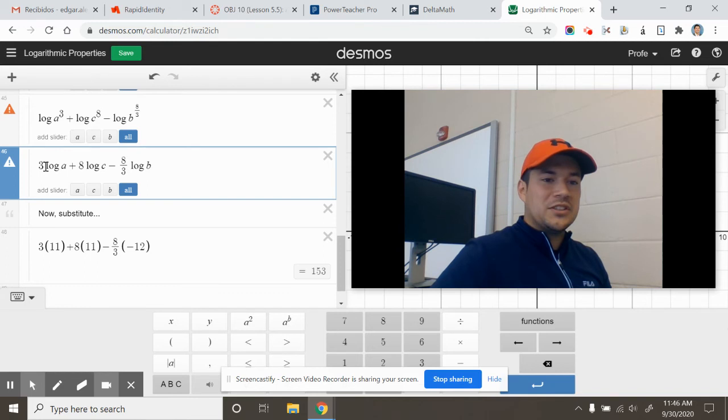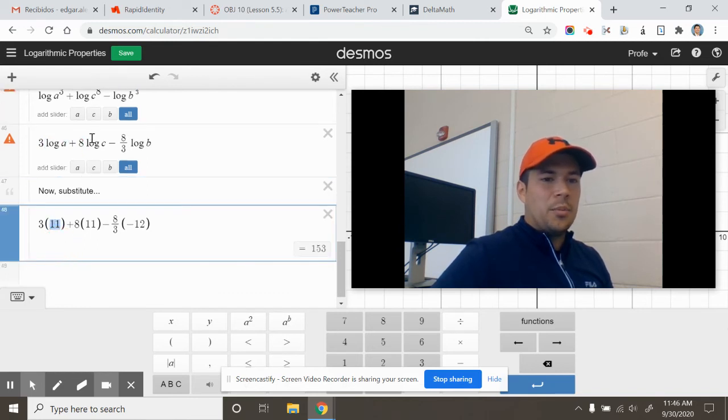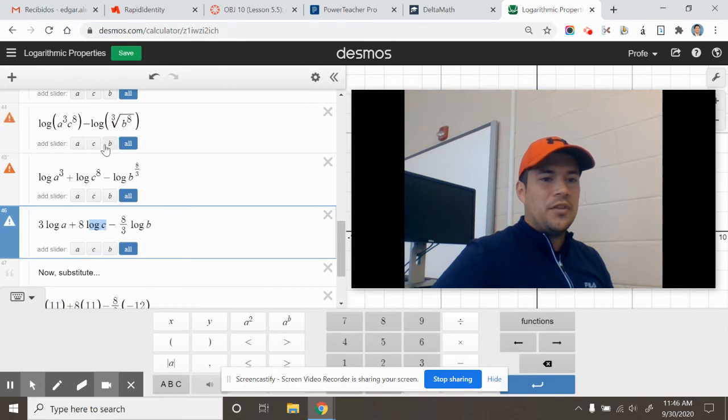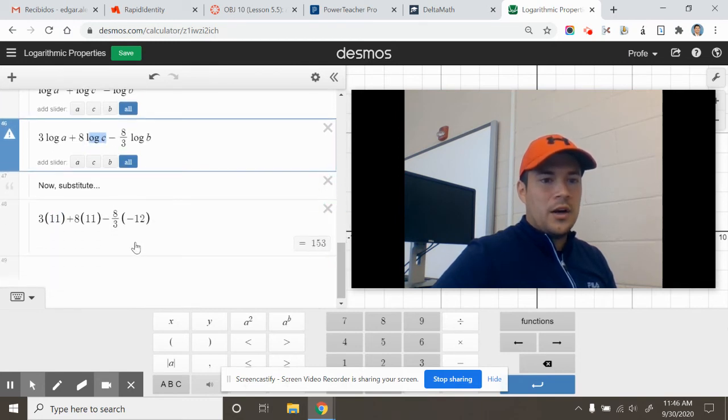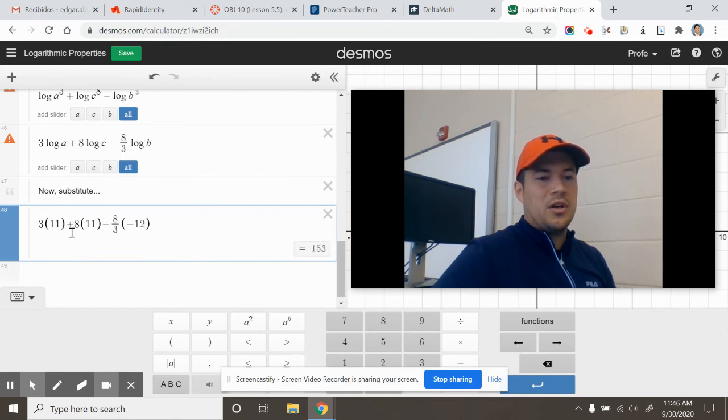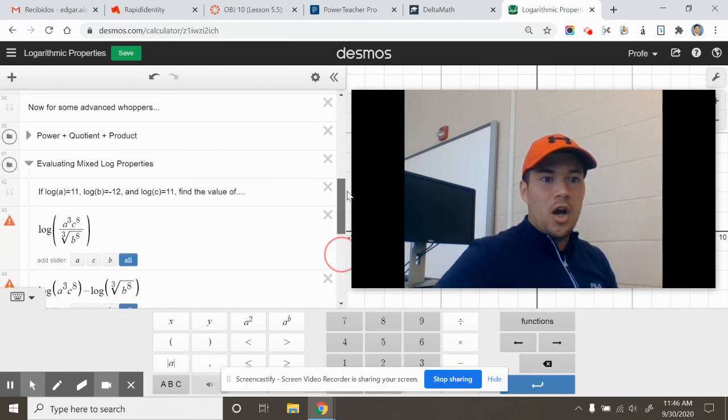So I can replace the log of A with the value 11. I can replace the log of C with 11 as well. All right. And I can replace the log of B with -12. So 3 times 11 plus 8 times 11 minus 8/3 of -12 ends up giving me a total of 153. So that's a neat little problem that you could apply to logarithmic properties.